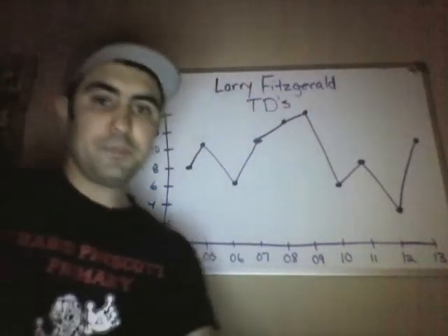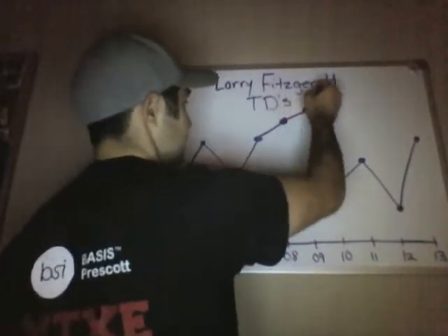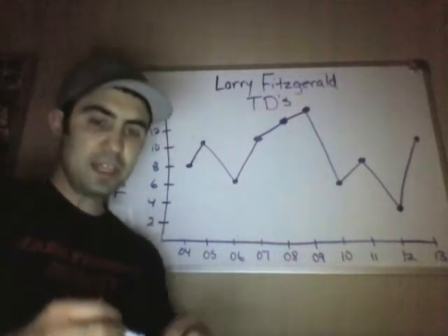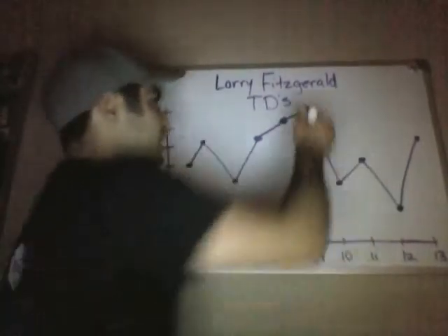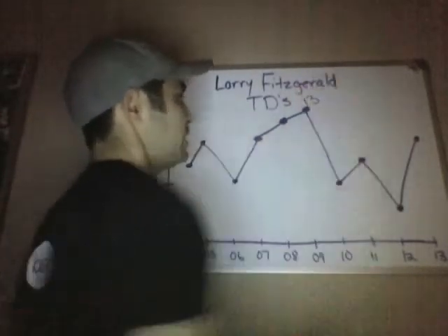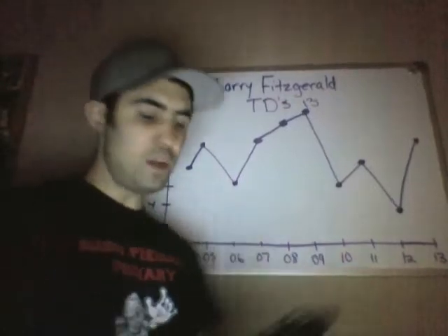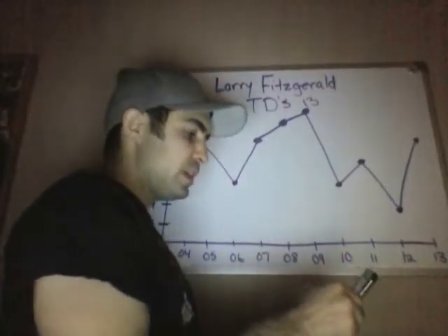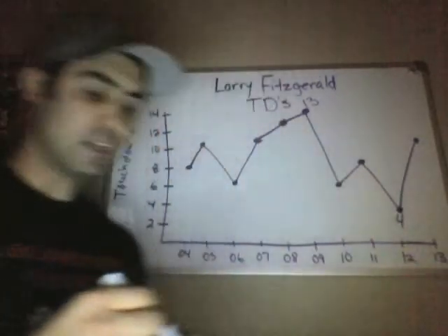All right. So there's a couple different ways to look at this. When did Larry have the most touchdowns? It's very easy to see. In 2009, he had 13 touchdowns. When did he have the least amount of touchdowns? In 2012, he had 4 touchdowns. So that's when he had the least.